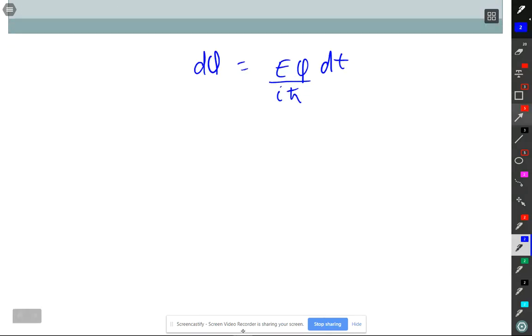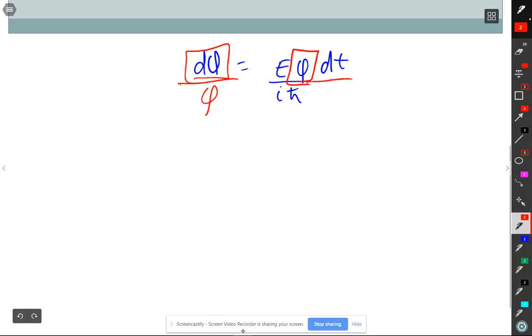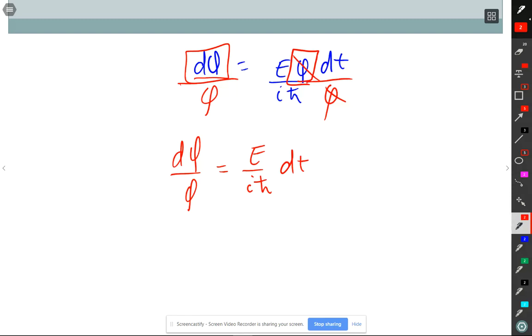Divide by phi. Yeah. I need to get my phis together on the left side. Okay, so you have to divide. So those cancel. Now I have d phi over phi equals this. Or as we like to write, minus iE over h bar.